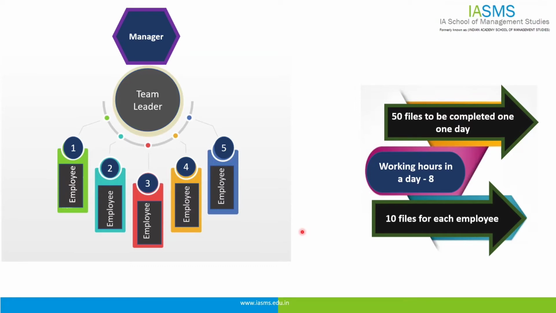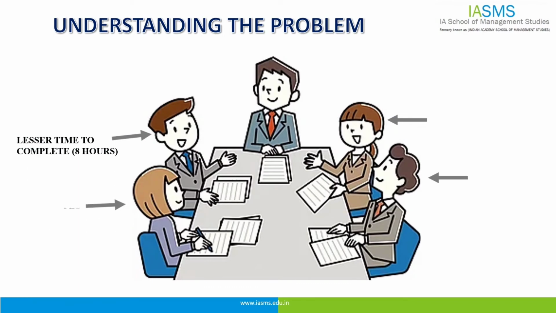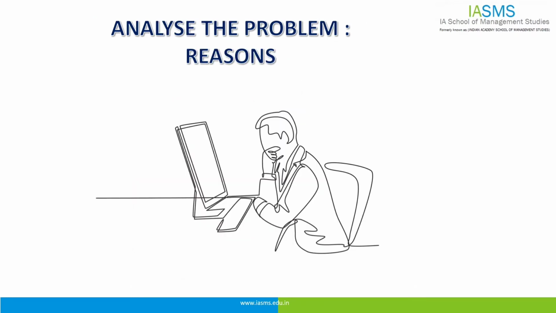Now, what do you think is the problem here? The problem here is these employees are unable to complete the files in one day. As a manager, he would always ask the employees what are the reasons that they are not able to complete. So he calls for a meeting. In the meeting, the employees tell why they are not able to complete the files, and here the manager is understanding their problem and the reasons. After the meeting with the team, the manager analyzes the problem and has understood the reasons for it. He also thinks, when other teams in the organization are able to complete, why not this team?